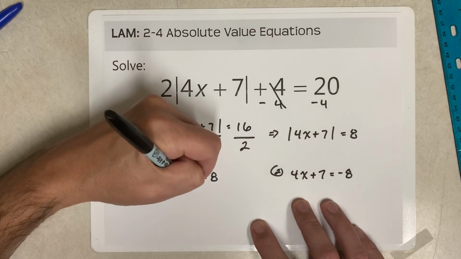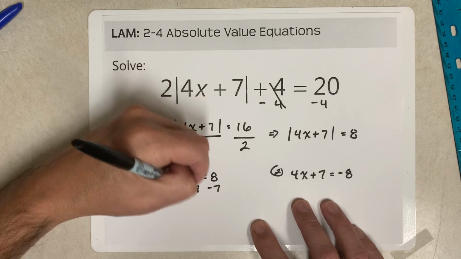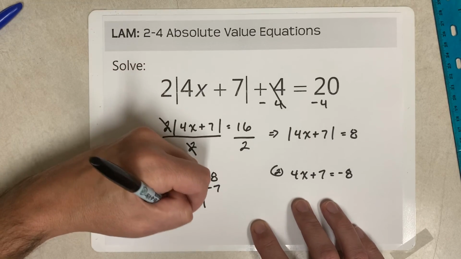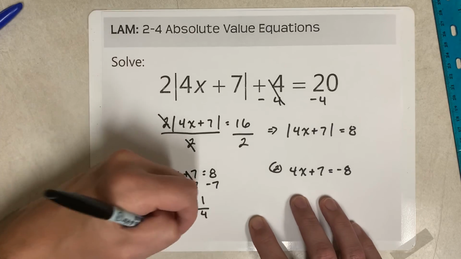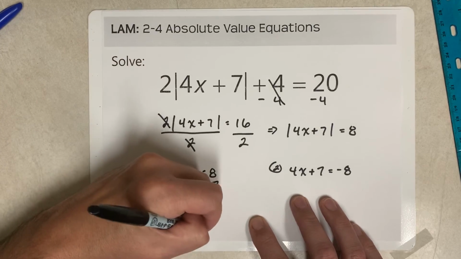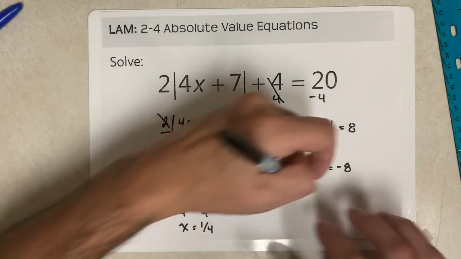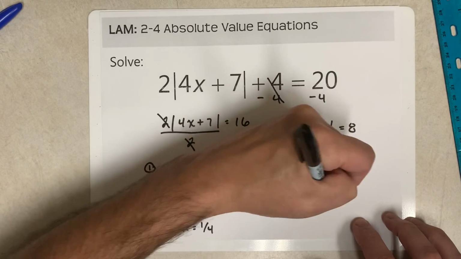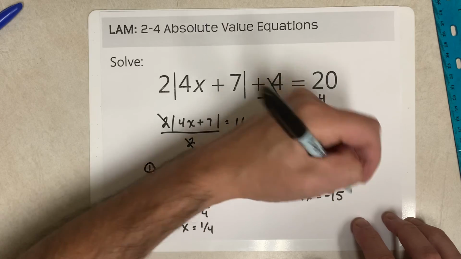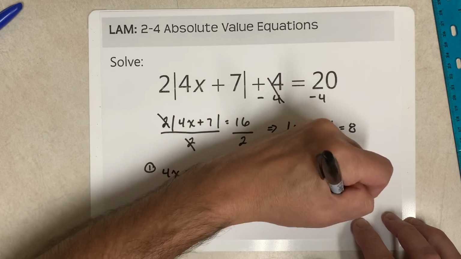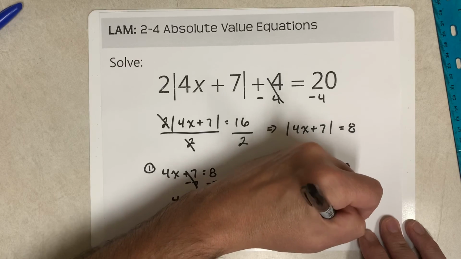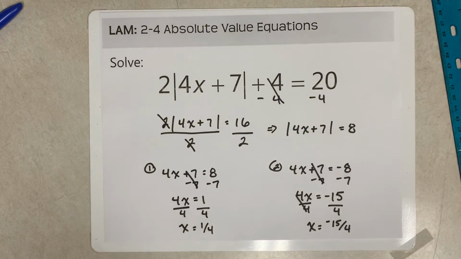All right, back over here, minus 7, and 4x is equal to 1. Divide by 4. So x equals 1/4. Over here, minus 7, 4x is equal to negative 15. Divide by 4. And x is equal to negative 15 over 4.